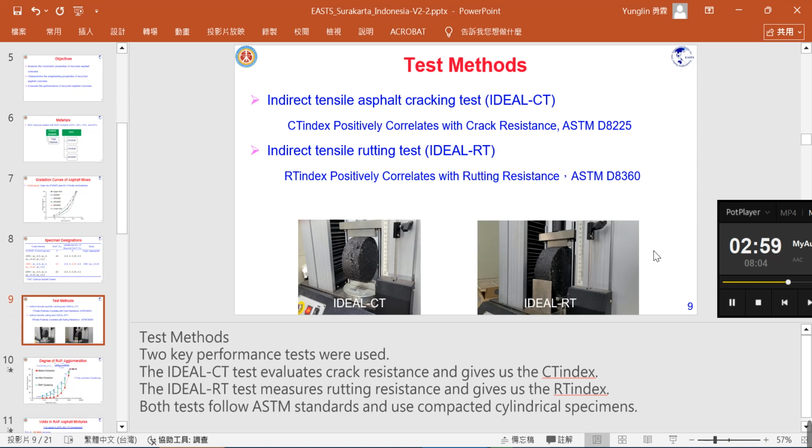Test methods. 2 key performance tests were used. The ideal CT test evaluates crack resistance and gives us the CT index. The ideal RT test measures rutting resistance and gives us the RT index. Both tests follow ASTM standards and use compacted cylindrical specimens.